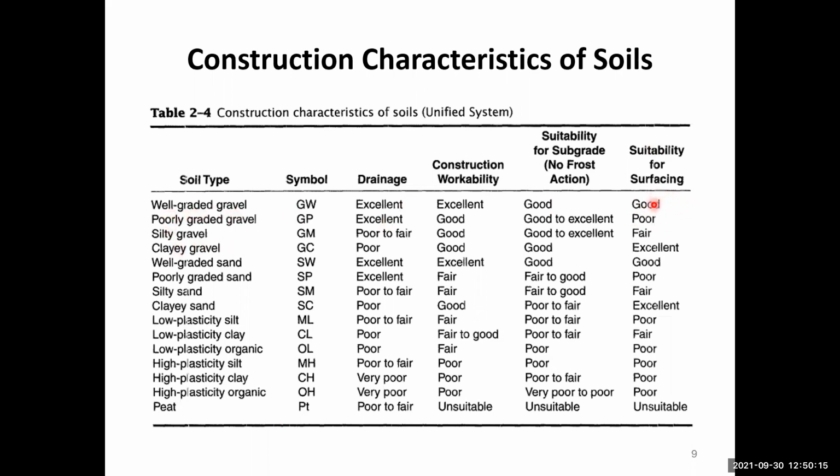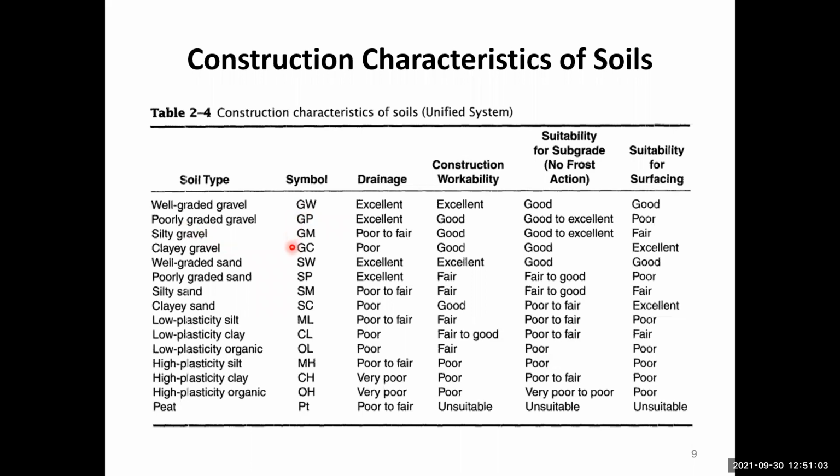Since almost all sizes are available in well-graded gravel, the gaps due to the bigger particles can be filled with the smaller particles. So for surfacing, it will be a good material. Similarly, we can see that the properties of the soil vary from excellent to poor, good to poor, and good to very poor. So as we go down in this table, the properties of the soil generally change from good to poor.